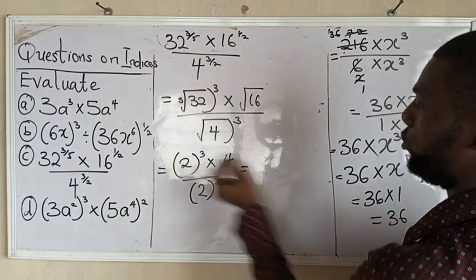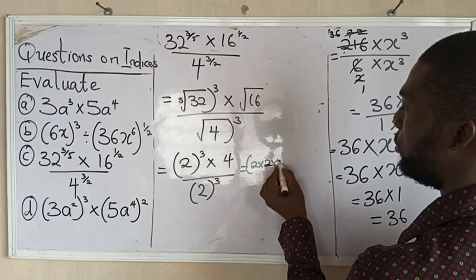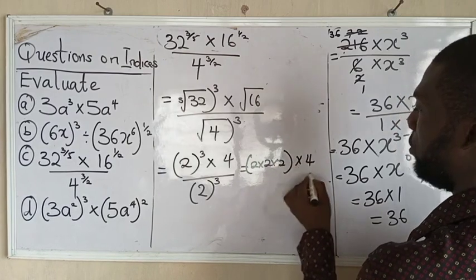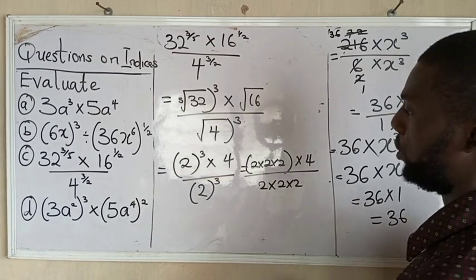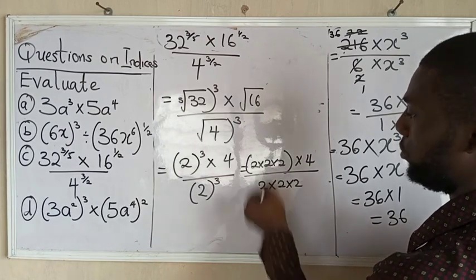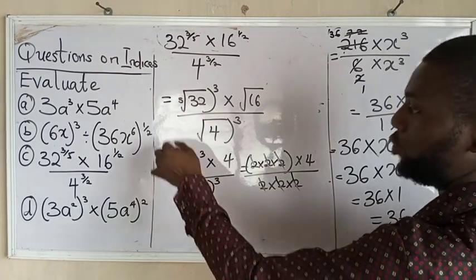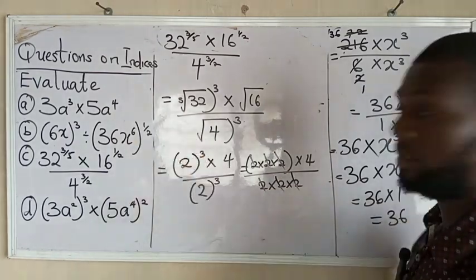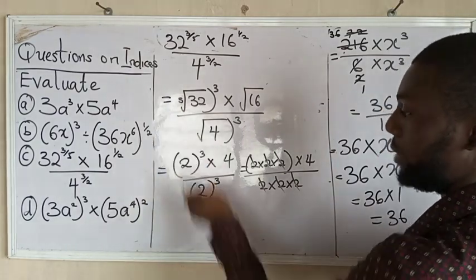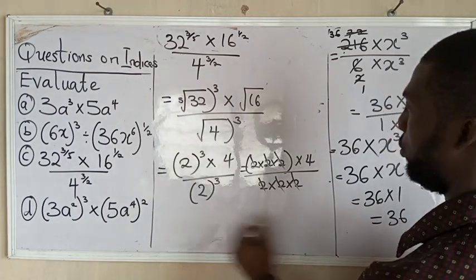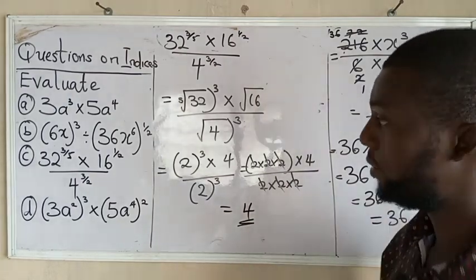So what do we have? 2 raised to the power 3 here means 2 times 2 times 2, times 4, over 2 times 2 times 2. So, without even stressing ourselves, we all know that this can divide, or I can as well cancel them, since after multiplying I will get the same number. So, the answer here is what? Is 4. So, 4 is our answer.